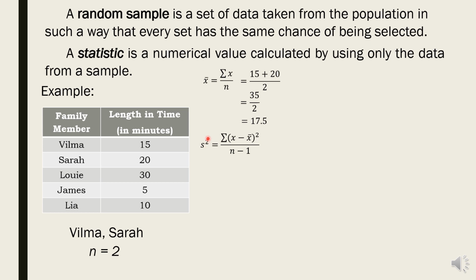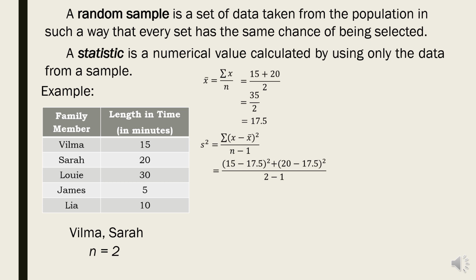Okay, earlier in our population variance, we used the Greek letter sigma. But here we use the small letter in our English alphabet, S, to indicate the variance, S squared. The difference is that the denominator, if we're going to compute the variance for a sample, we need to subtract 1 from the sample size. So we have n minus 1.